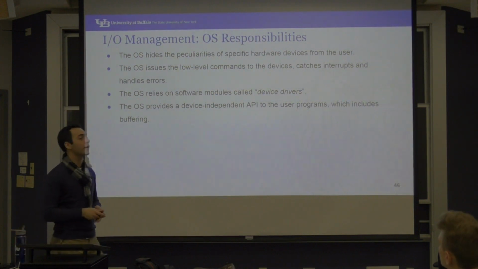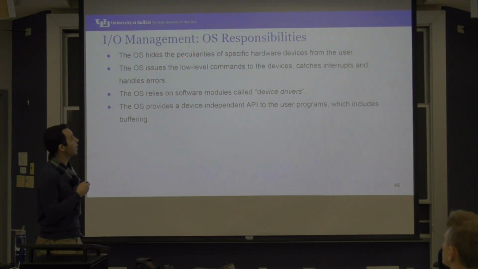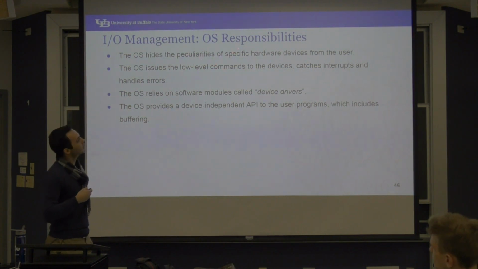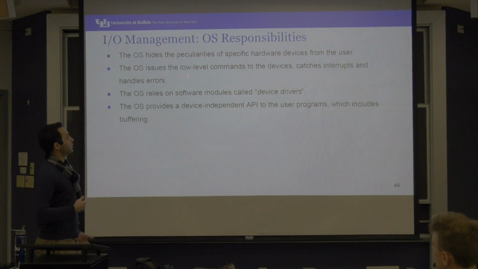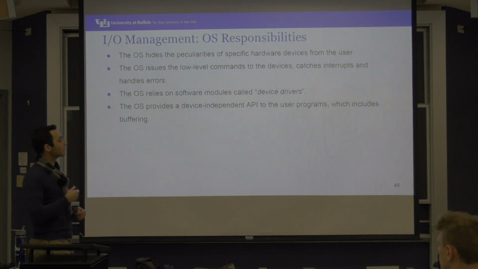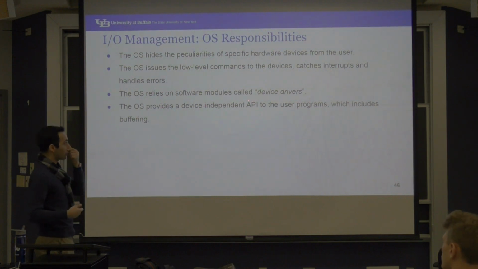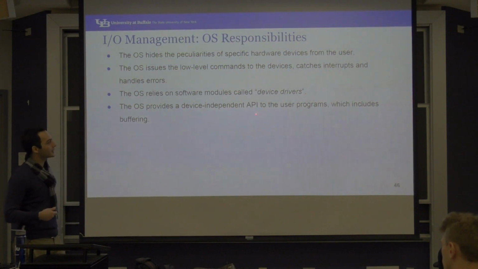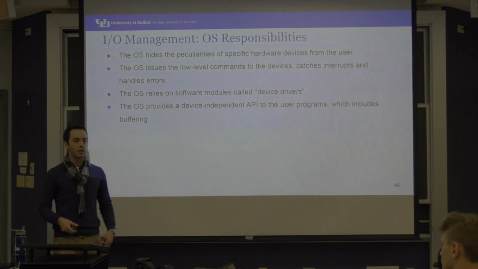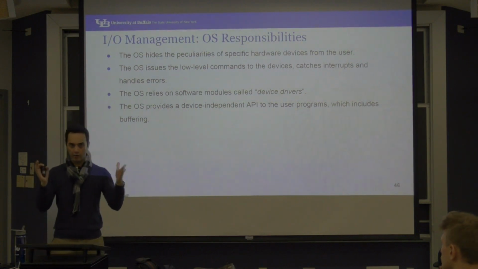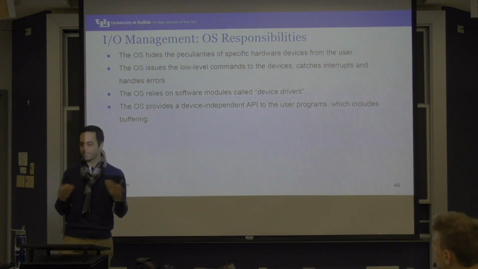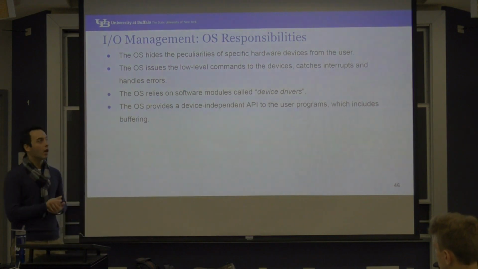So the OS responsibilities regarding I/O are that it hides all the complications and peculiarities of the specific hardware devices from the user, so the users don't have to deal with them. The OS issues the low-level commands to the devices, catches interrupts and handles errors, and relies on software modules called device drivers. These are part of the OS, and it provides a device-independent API to the user program, which includes buffering. Again, if you want to send something over the network, which network, it doesn't matter, but you just have a buffer. These are the things that you want to send. That's the buffer. All right?